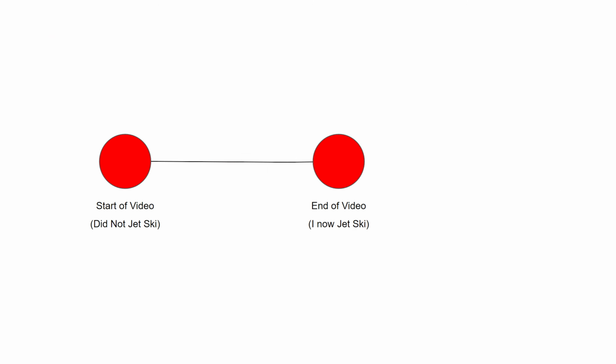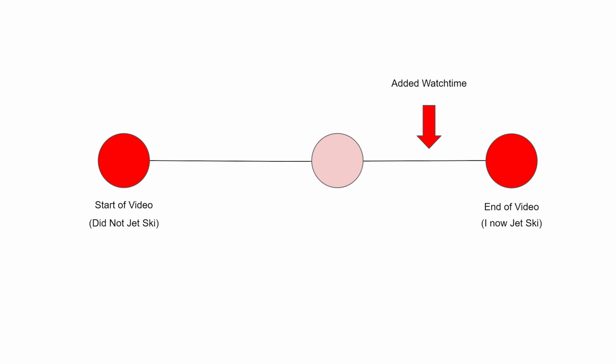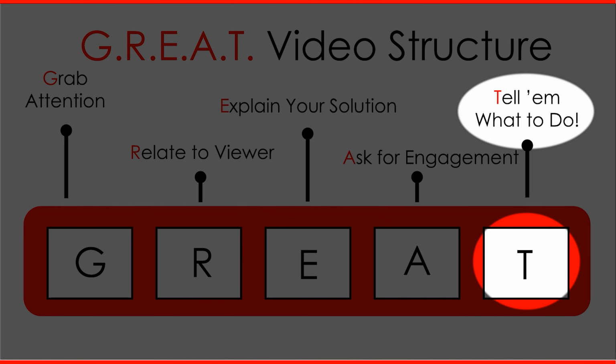You've got the end of your video here, and you want to add a tension interrupt, a drum roll. Add 30 more seconds of content that'll keep the viewer watching and more emotionally engage them before you deliver the climax and you tell them what to do next, as we talked about in the G.R.E.A.T video structure.